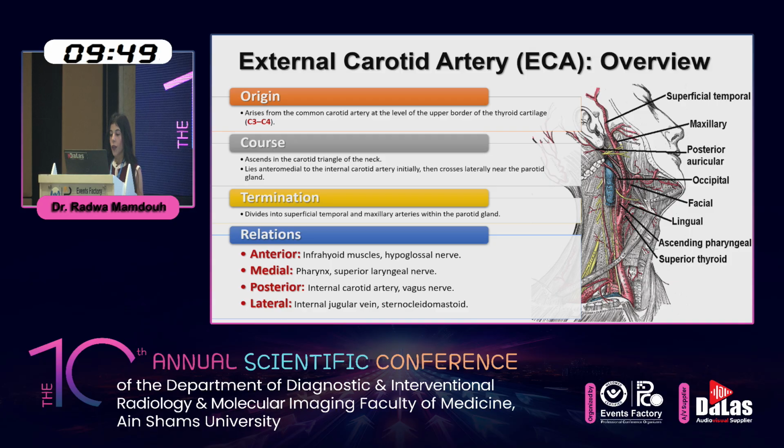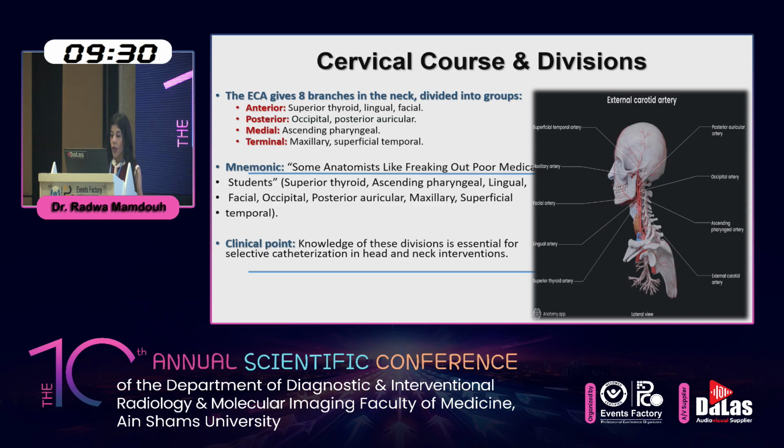To start with, the external carotid artery originates from the common carotid bifurcation at the level of C3 and C4. It ascends in the carotid triangle and lies anteromedial to the ICA, then crosses laterally near the parotid gland. It terminates by dividing into superficial temporal and maxillary arteries. Its branches in the neck can be divided into 4 groups: anterior, posterior, medial, and terminal.